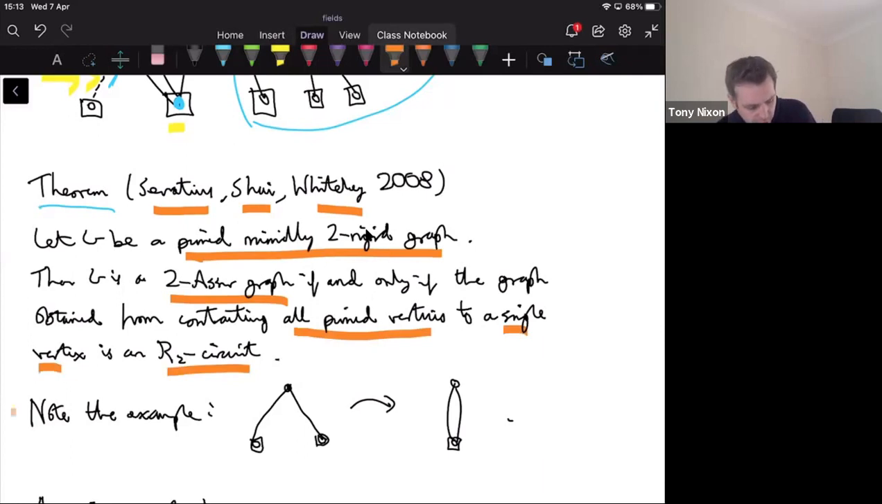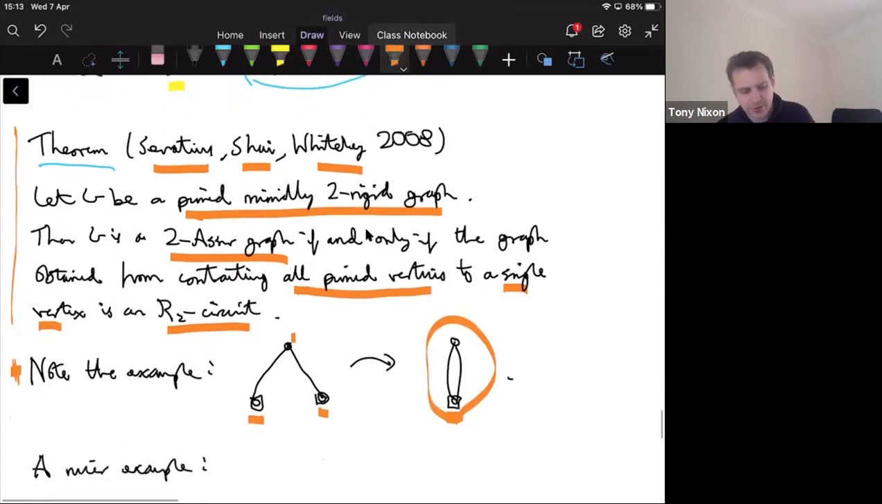You can already see here there's one exception to this. This is how they state the theorem. It bothers me a little bit, but I will accept this. So this is a pinned vertex, this is a pinned vertex. Obviously a degree 2, that's an example of a pinned minimally 2-rigid graph. When you contract the pins, you get this graph, which is a multigraph, not a simple graph. So you have to accept that this is an example of an R2 circuit for this theorem to be true, but maybe that's okay because it's one exception, it's very small.